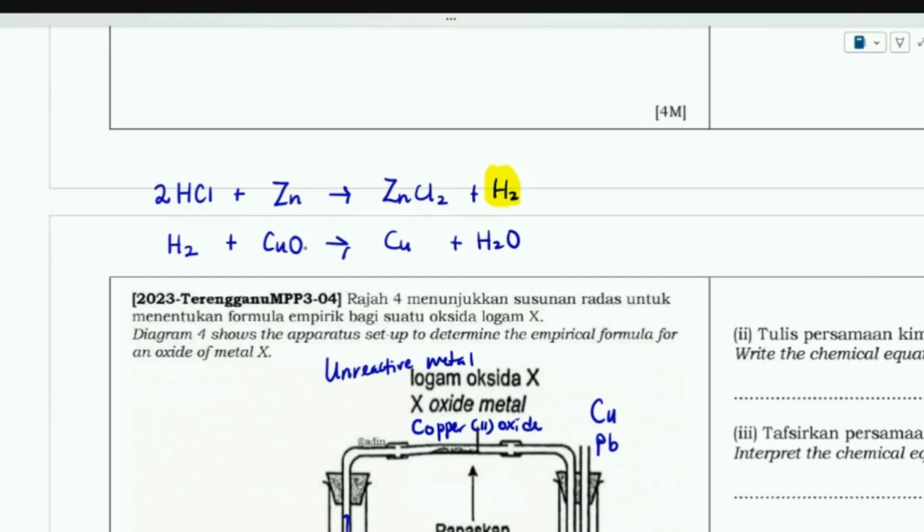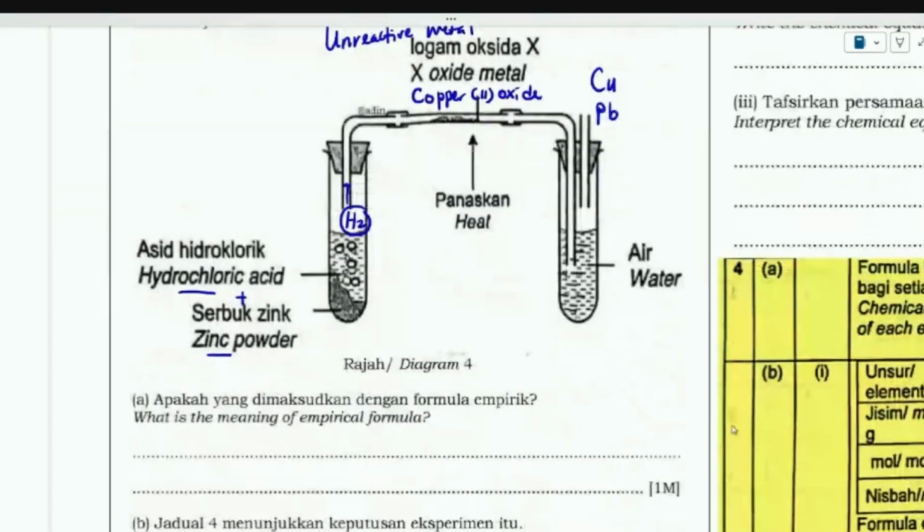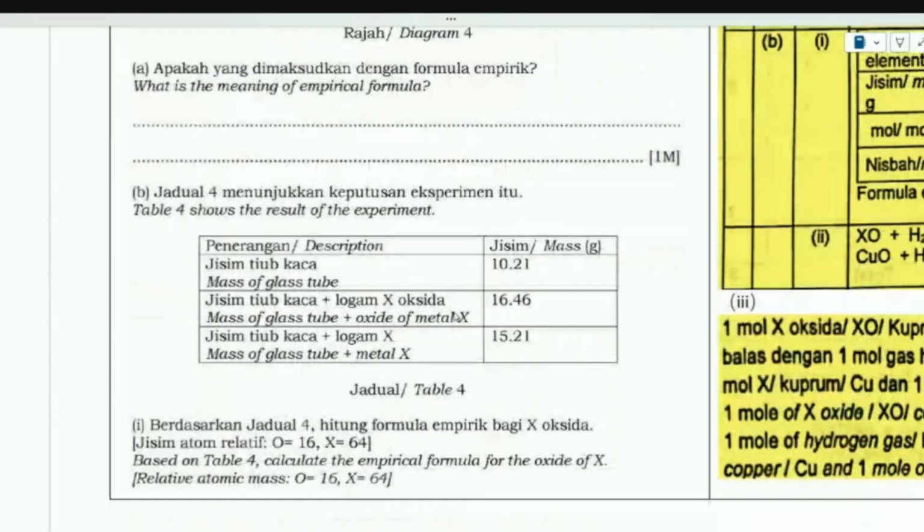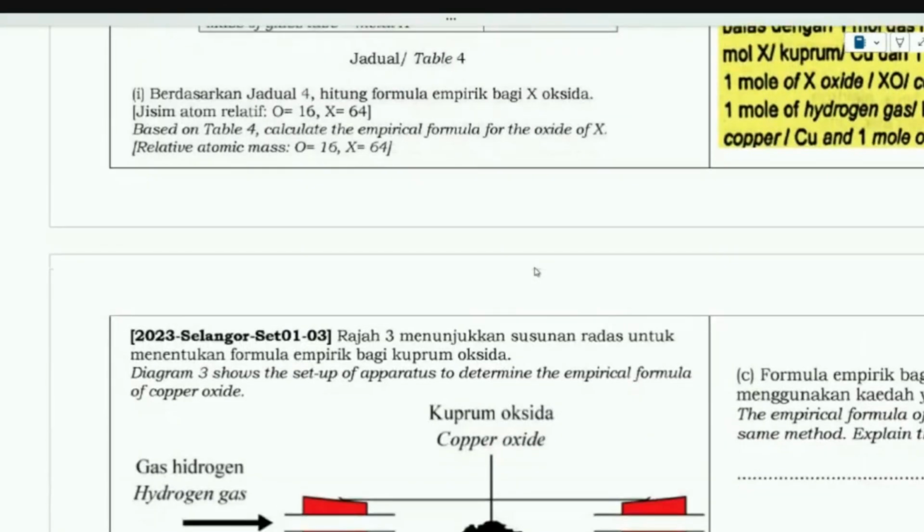So this one is black color. This one is brown color. Then for calculation, you need to know which one is minus which one. Then you do the calculation. Refer back, we will expect it.